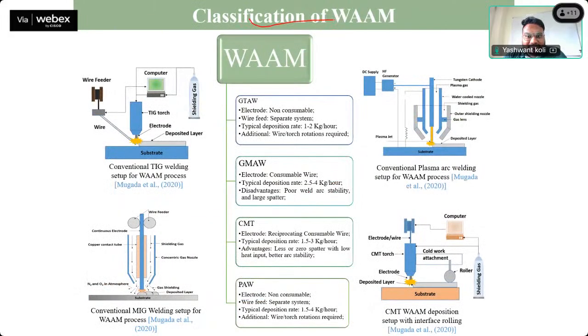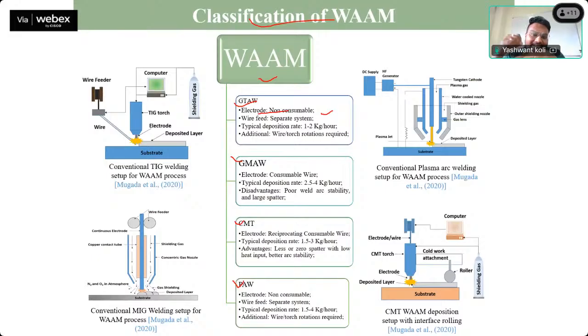So this is the classification of WAM. In WAM we can use GTAW, GMAW, CMT, and PAW. So what are the major differences? GTAW we already know is a non-consumable electrode process, and nowadays we have an advanced GTAW process, the tip-tig process, in which we don't have to feed the filler wire manually. So it is automated, and Fronius or ESAB have launched that tip-tig process.